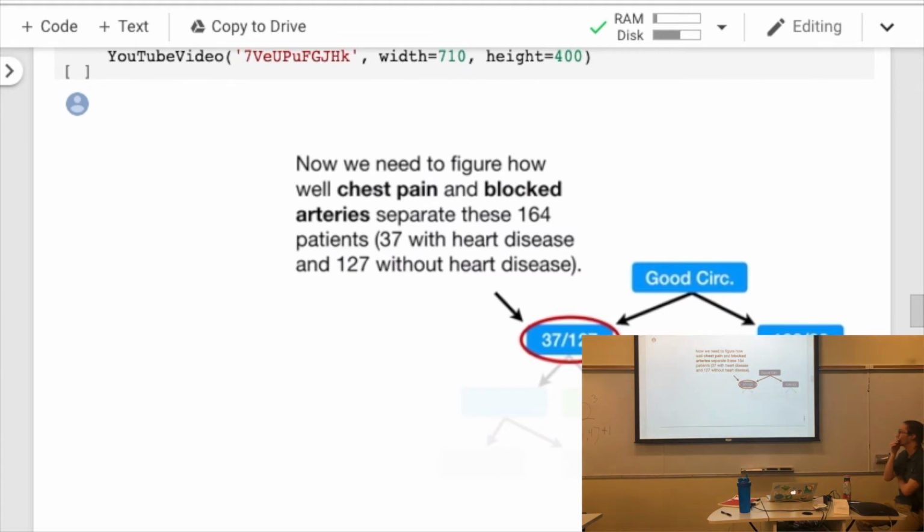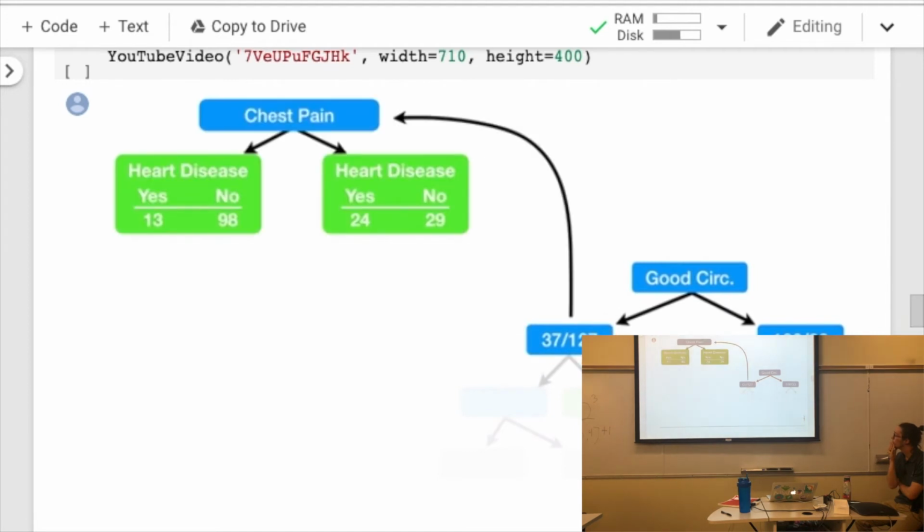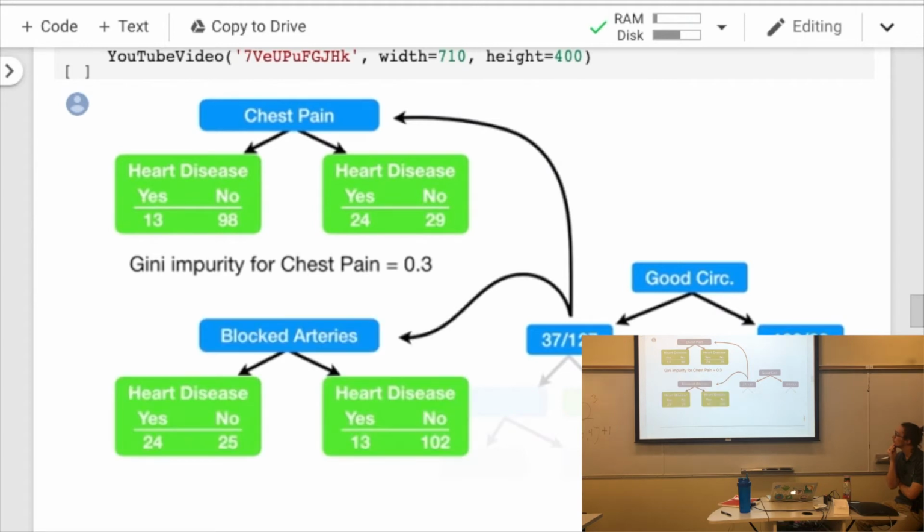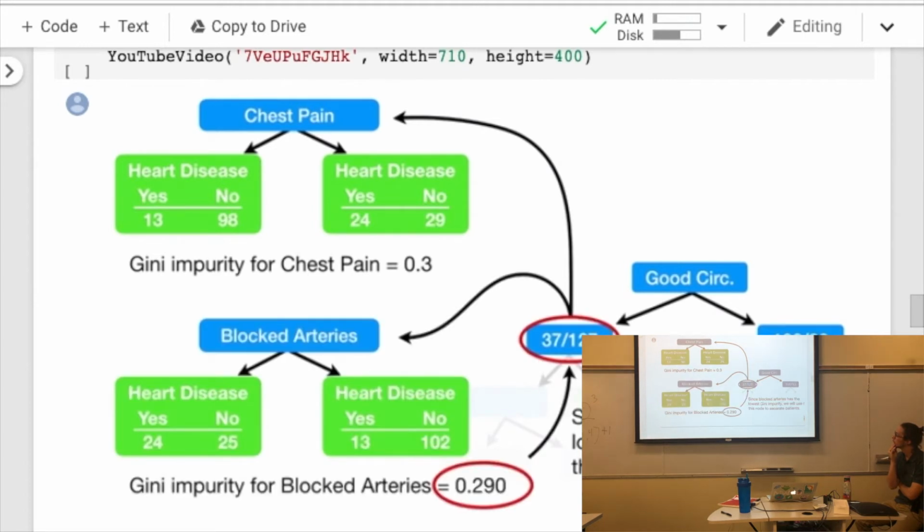Now we need to figure out how well chest pain and blocked arteries separate these 164 patients, 37 with heart disease and 127 without heart disease. Just like we did before, we separate these patients based on chest pain and then calculate the Gini impurity value. In this case, it's 0.3. And then we do the exact same thing for blocked arteries.